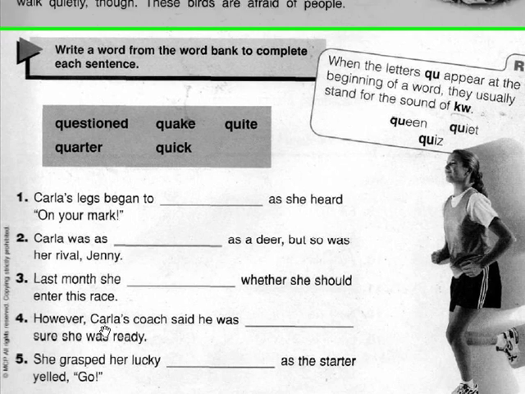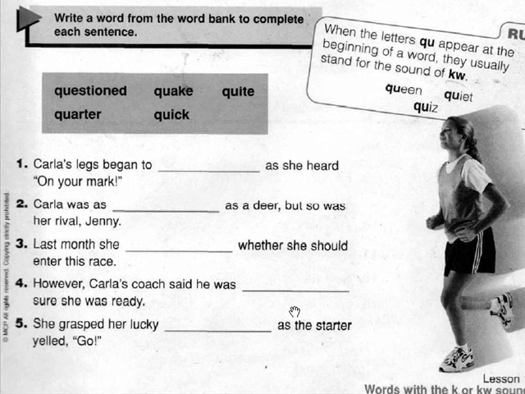Number 4, however, Carla's coach said he was blank sure she was ready. This is not a word you have in Spanish. You have maybe another word. But the word here is, Carla's coach said he was quite sure she was ready. Quite has 2 meanings. One is silence, and the other is sure, absolutely. Quite sure she was ready. Quite, absolutely, she was ready. Then we have number 5.